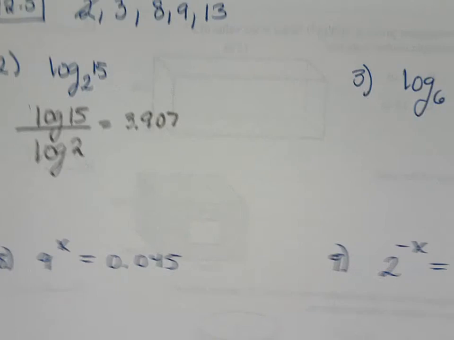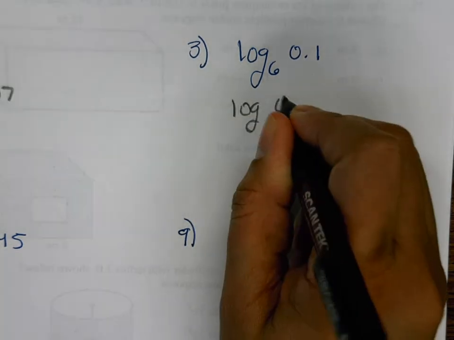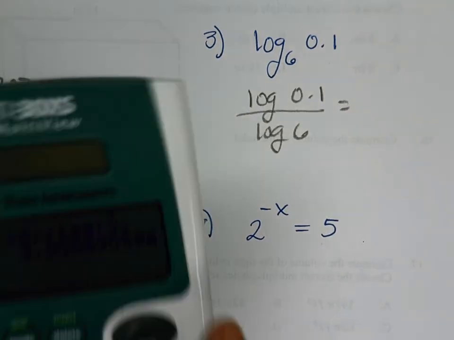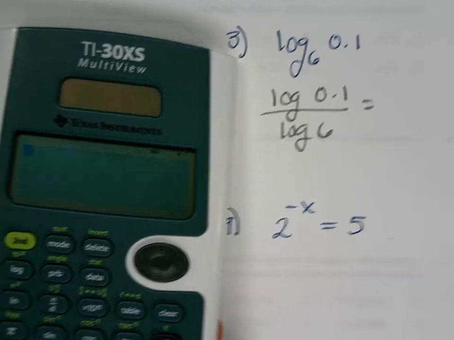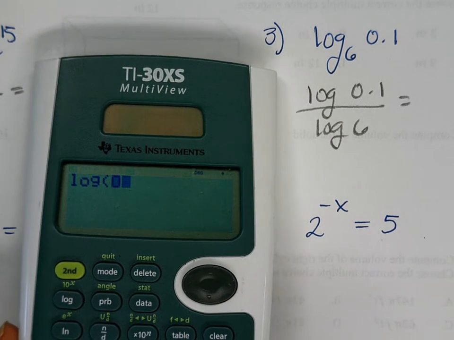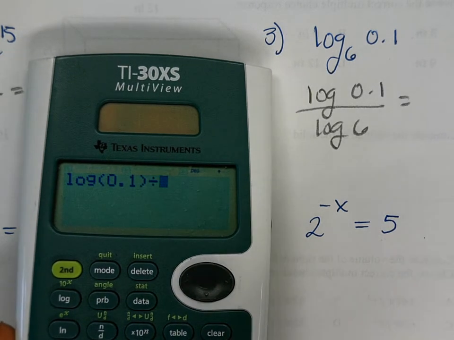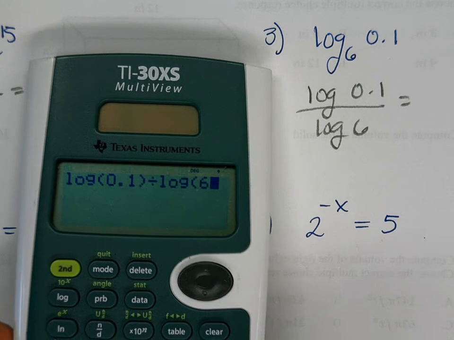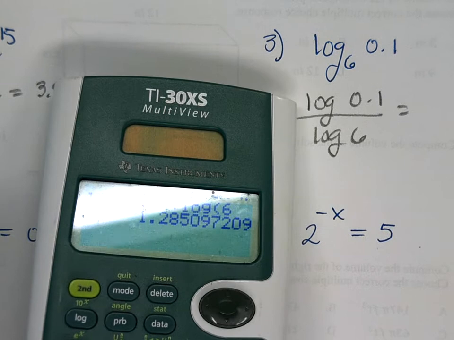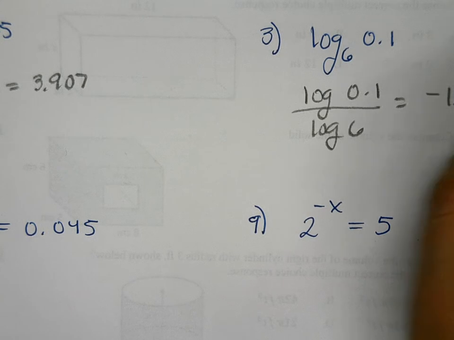All right, next one, same thing. I do log of the top piece, log of 0.1 divided by log of the base, and plug it in the calculator. Again, in the notes I explain the how and the why that works. Okay, log of 0.1, close parentheses, divided by log of 6, close, don't close, that's up to you, and you end up with negative 1.285, 3 decimal places.